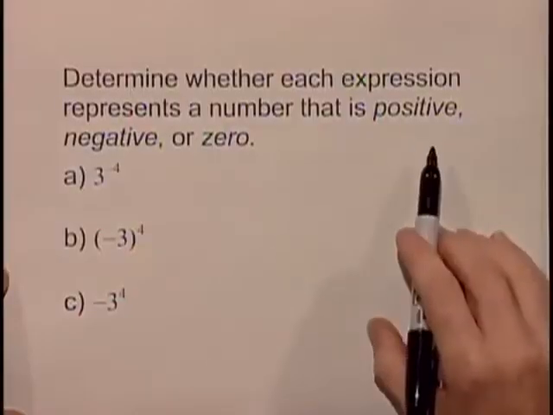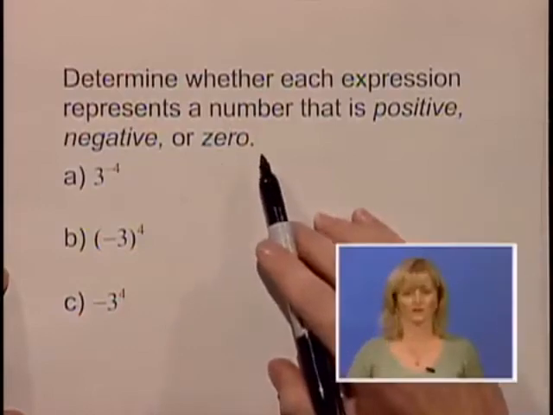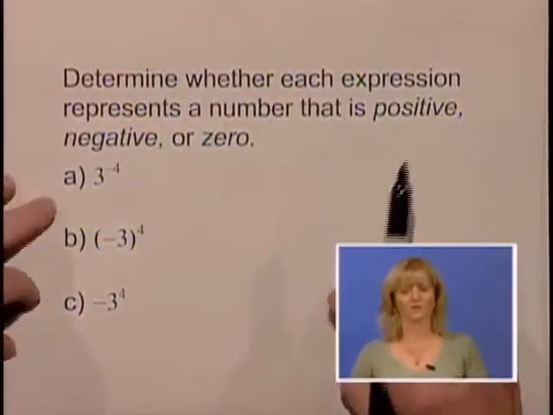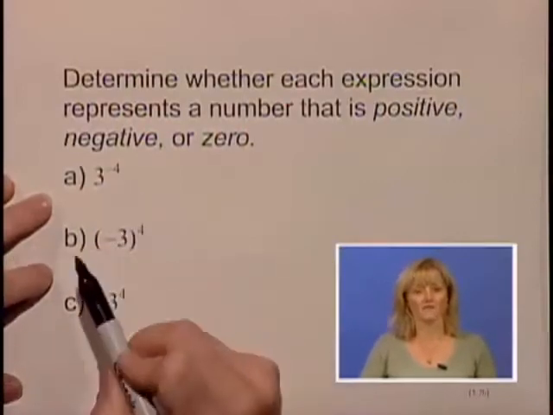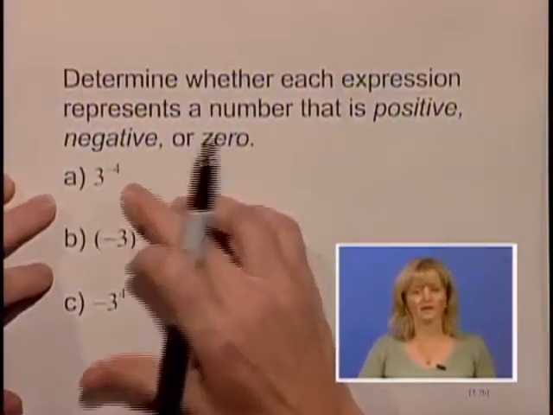Let's determine whether each expression represents a number that is positive, negative, or 0. We have several to do, so we'll start with part A, with 3 to the negative 4. Notice we have a negative exponent.